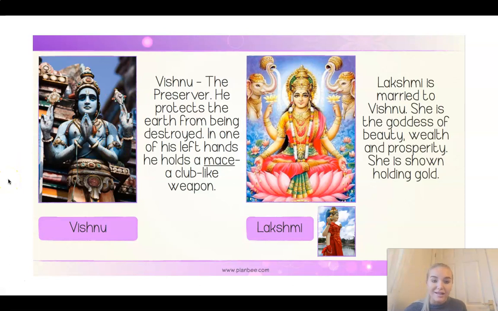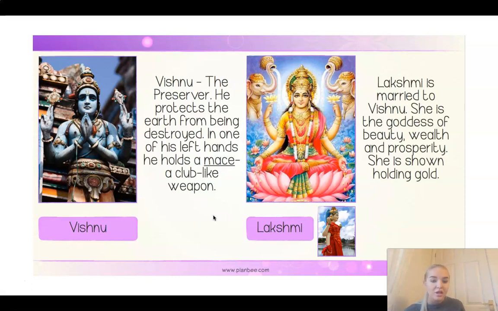On the right is Lakshmi. Lakshmi is married to Vishnu, and she is the goddess of beauty, wealth, and prosperity. And she is shown holding gold. Why do you think that in her hands she is holding gold? Well, yeah, to show that she is the goddess of this wealth, of money.